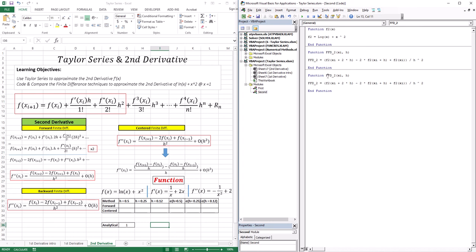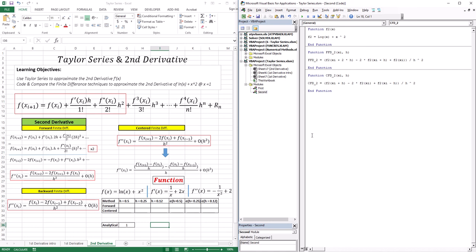Let me copy this for ease and paste it down here. Let's call this center finite difference, CFD, and CFD down here. The change here is that the first one is xi plus the step size, then 2 times f of xi, so let's get rid of the plus h. And this one is xi minus h.